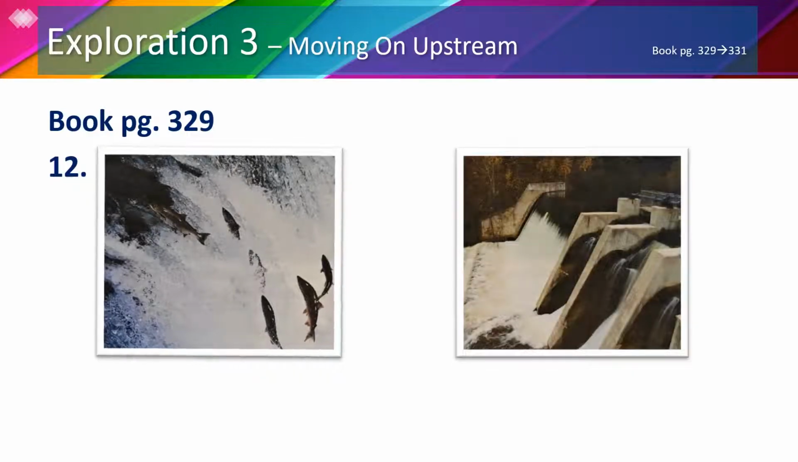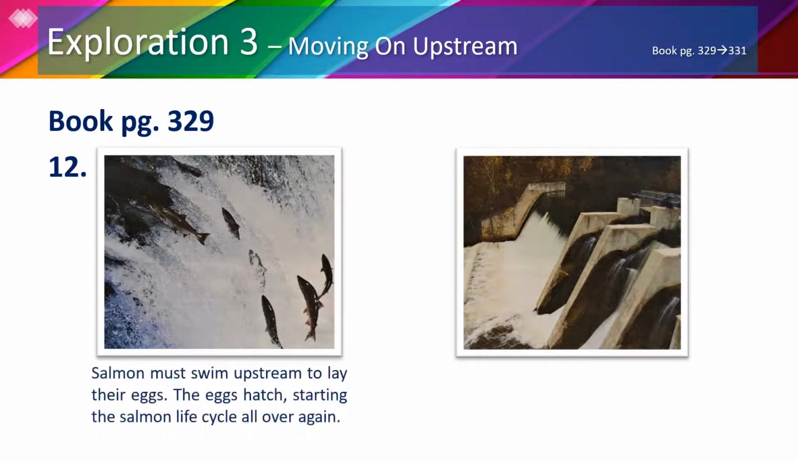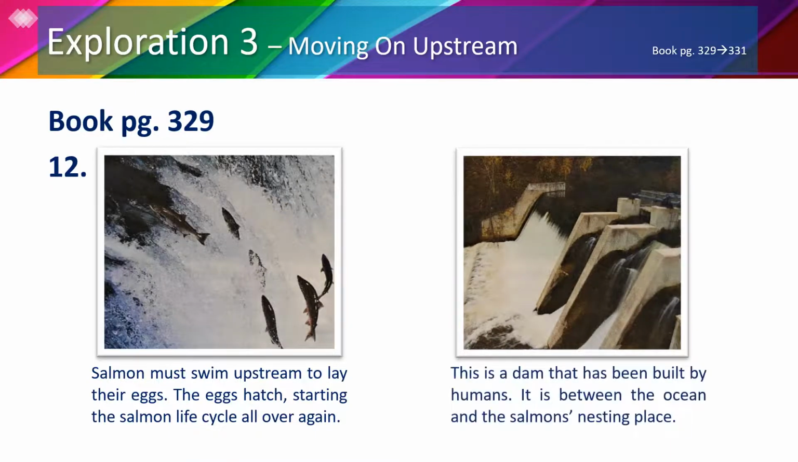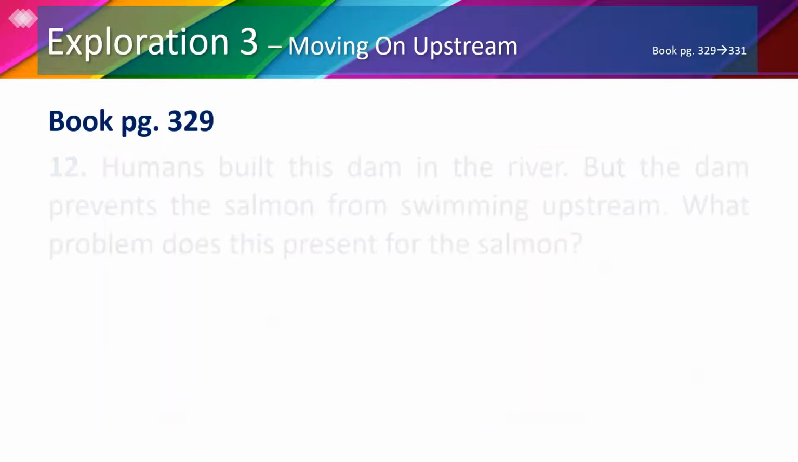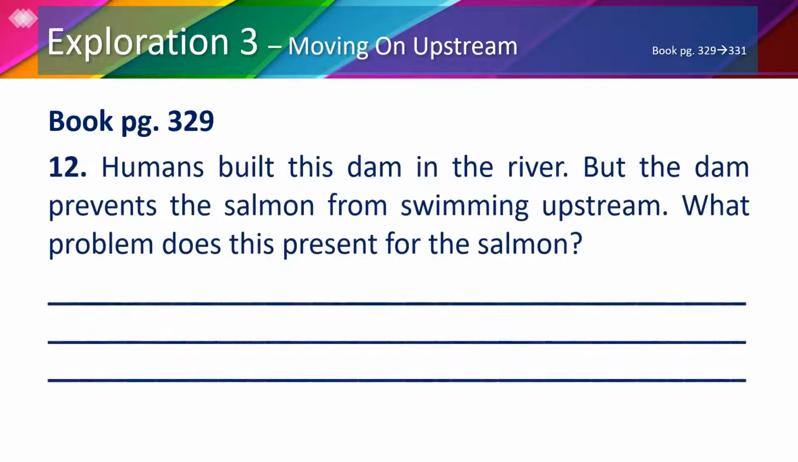In the first picture, we can see some salmon. Salmon must swim upstream to lay their eggs. The eggs hatch, starting the salmon life cycle all over again. In the next picture, we can see a dam. This dam has been built by humans. It is between the ocean and the salmon's nesting place. Humans built this dam in the river, but the dam prevents the salmon from swimming upstream.